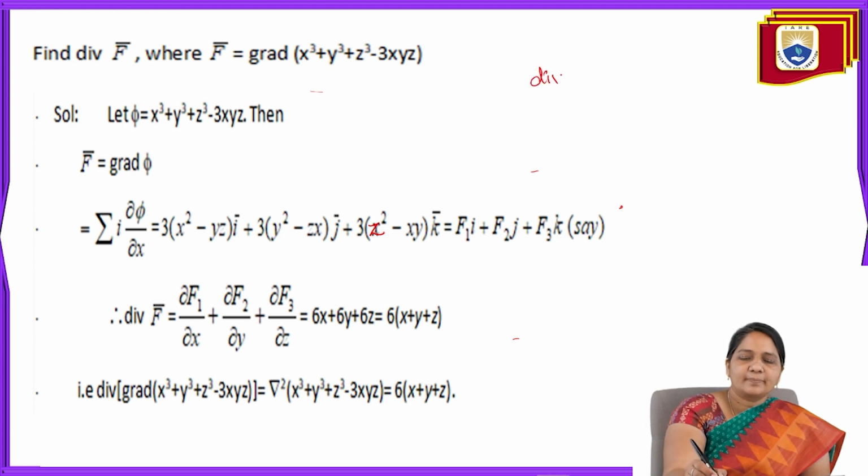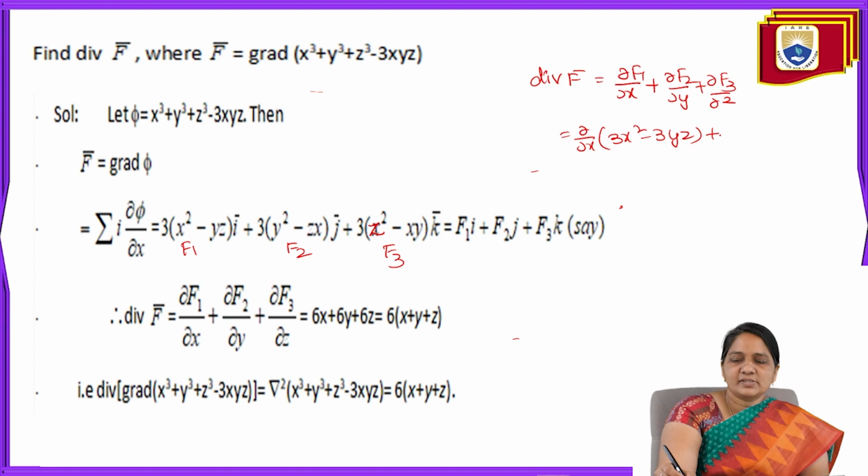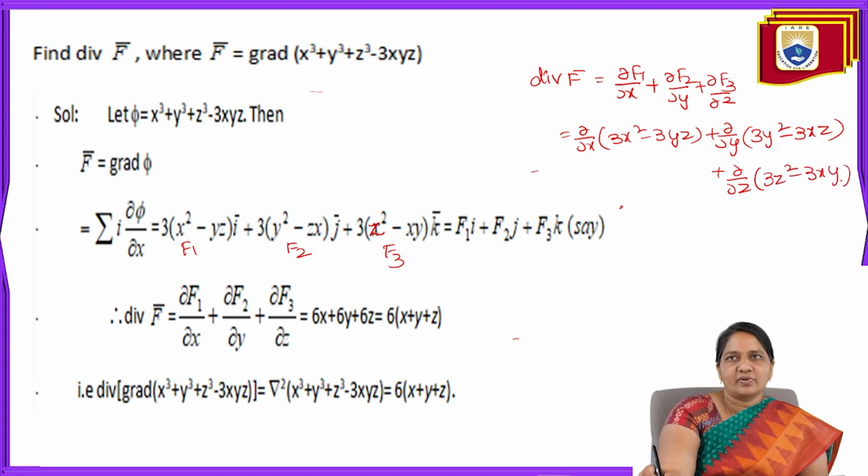So divergence f bar equals dou f1 by dou x plus dou f2 by dou y plus dou f3 by dou z. Already I know about f1, f2 and f3. I can do dou by dou x of f1, which is 3x square minus 3yz, plus dou by dou y of f2, f2 is 3y square minus 3xz, plus dou by dou z of f3, that is 3z square minus 3xy.